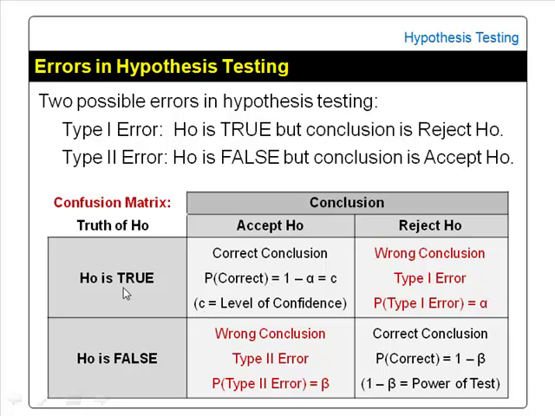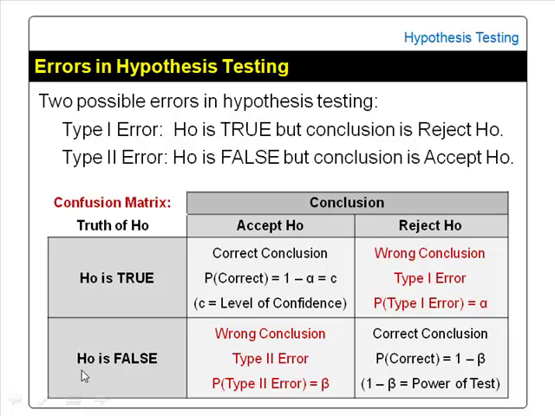However, if the null hypothesis is true, but the test statistic tells us to reject the null hypothesis, then this is a wrong conclusion. This is a type 1 error, that is, null hypothesis is true, but conclusion is reject null hypothesis. The probability of committing this type 1 error is equal to alpha, the level of significance. We will see how these probabilities come about in the next slide.